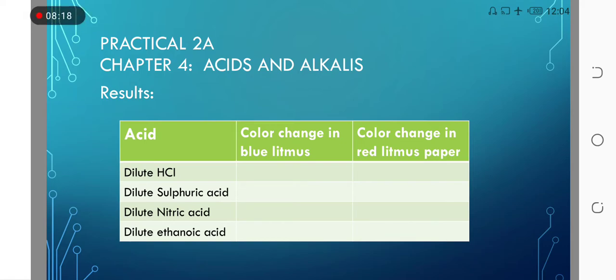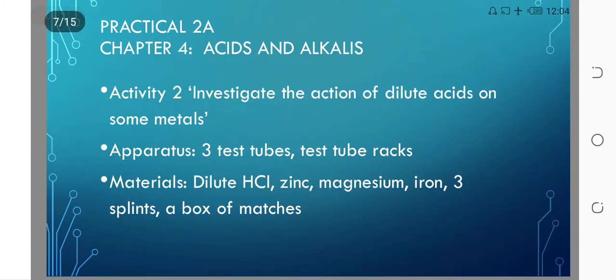Okay students, now it's time to move towards activity number 2. As we have done the taste and the litmus paper observation in activity number 1, in activity number 2 we will investigate the action of dilute acids on some metals. In the previous activity we discussed how the acids appear on the litmus papers, but now we will investigate the action of dilute acids on metals.